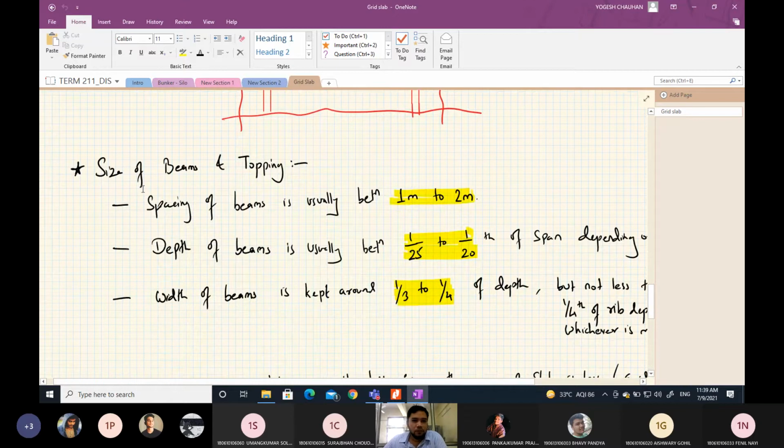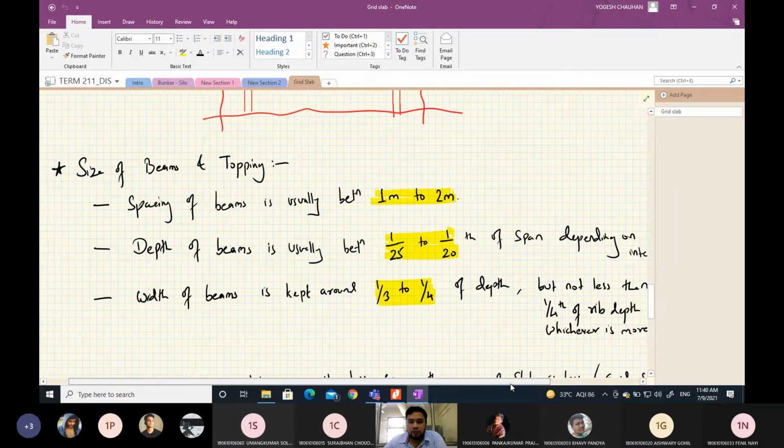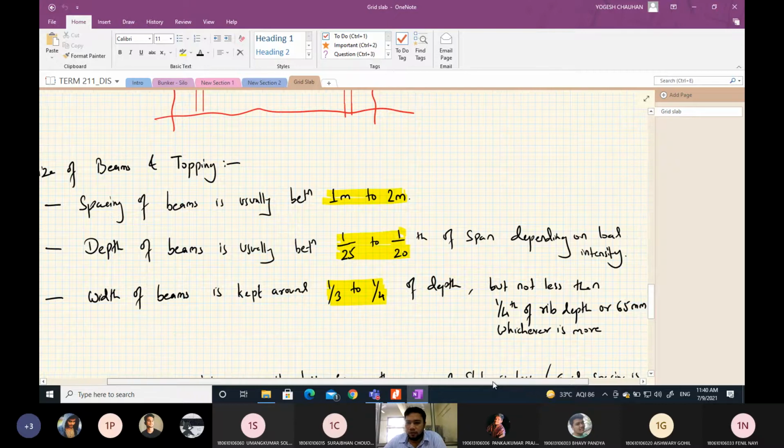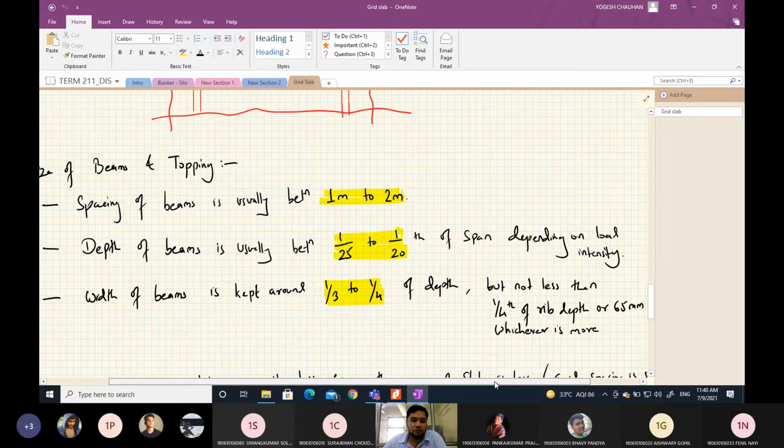Then the size of the beams and toppings. The spacing of the beams is usually between 1 meter and 2 meter. Sometimes even less than 1 meter, around 0.75 meter, is also provided. The depth of the beam is usually between 1/25th and 1/20th of the span, depending upon load intensity. The width of the beam is kept around 1/3 to 1/4 of the depth, but not less than 1/4 of the rib depth or 65 mm, whichever is more.